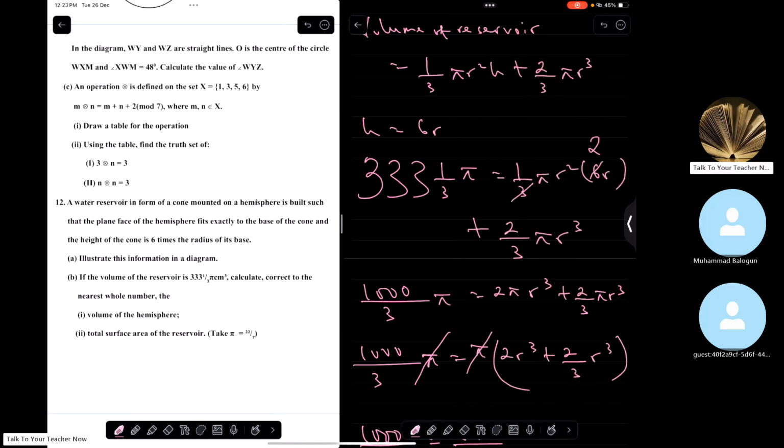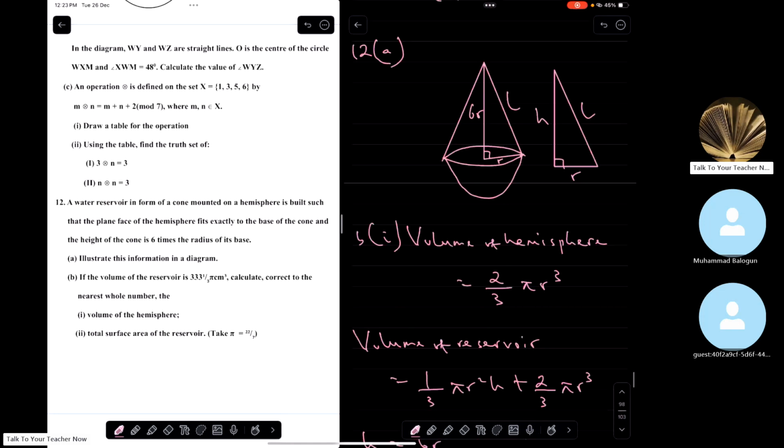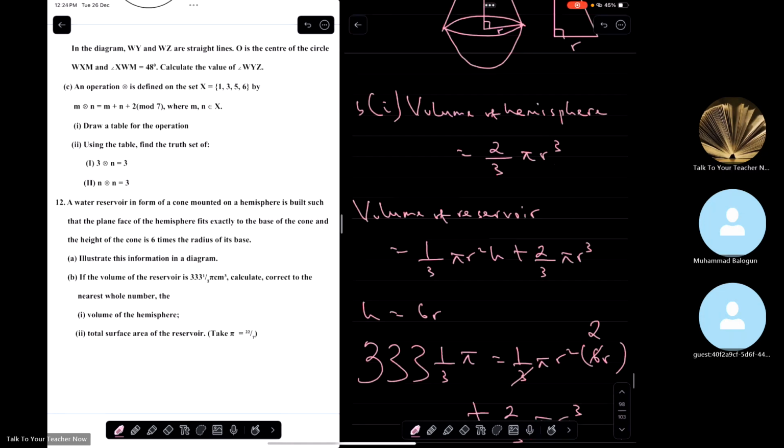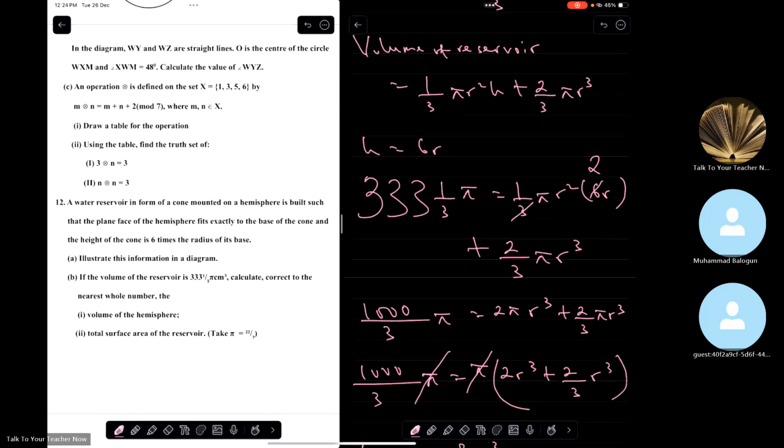Okay, Ajara is gone. Maybe she lost connection. I think it's supposed to be... Is it not supposed to be? It's supposed to be in centimeters. No, the dimension was in meter cubed, not in centimeters. I think it's pi meter cubed. I made a mistake here. It's supposed to be pi meter cubed.